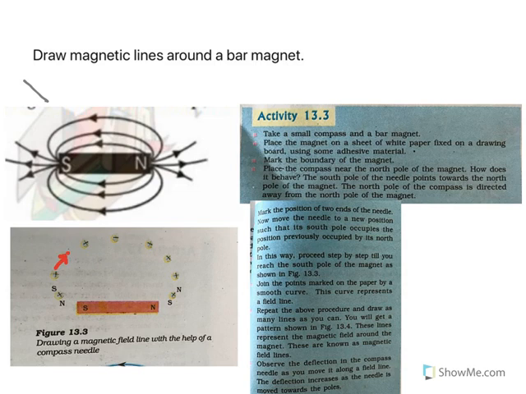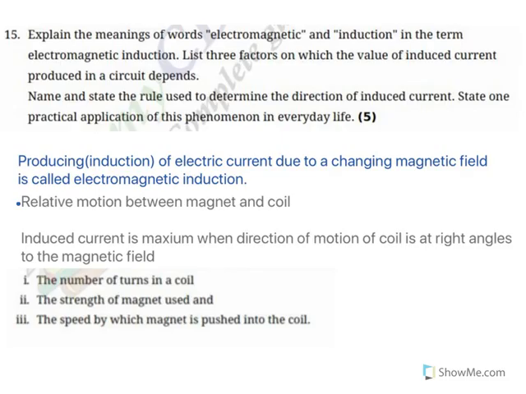Then again keep the compass in another position and mark the north and the south. Keep repeating this same process. The compass will keep following this path. All you need to do later is join all these points and you'll get a magnetic field line. You can read the activity. This gives you direction. If it comes for 4 marks, you've got to write this entire activity with the diagram.